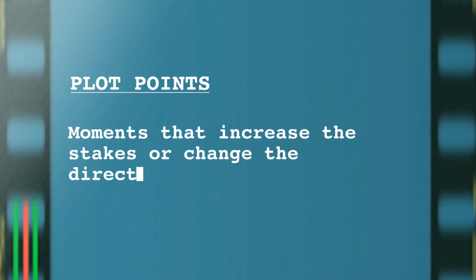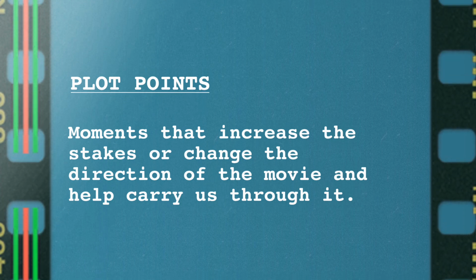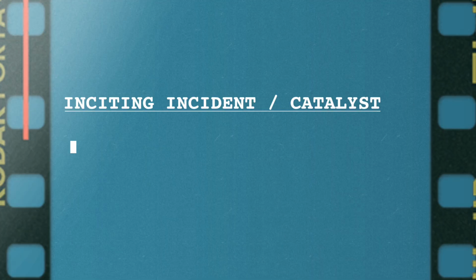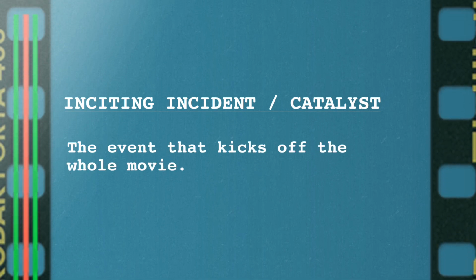Plot points are simply moments that increase the stakes or change the direction of the movie and help carry us through it. Some plot points that writers commonly talk about are the inciting incident or the catalyst, which is the event that kicks off the whole movie. You've got your protagonist kind of living out their life in this status quo, and then something horrible or wonderful happens that upsets that status quo.